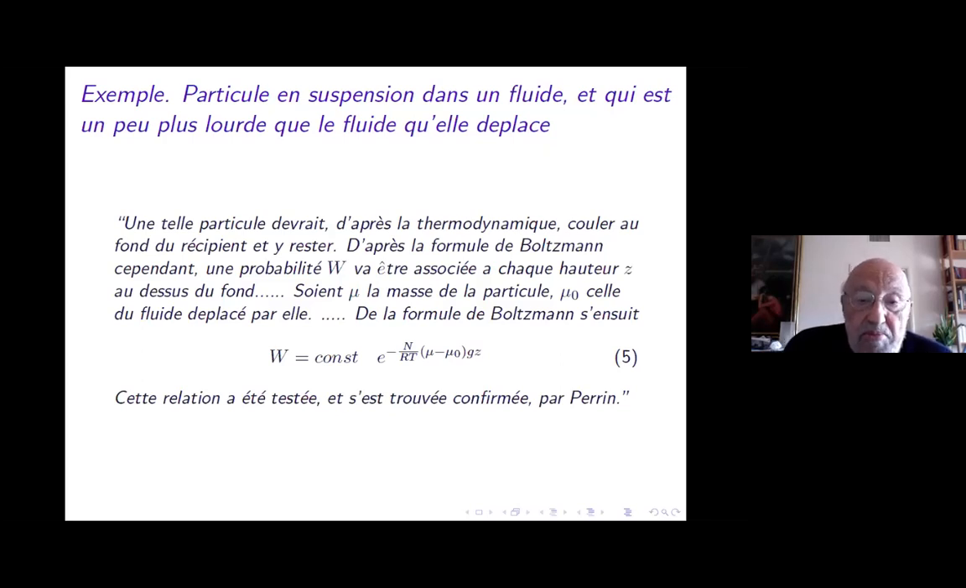the probability that you have a fluctuation of the mass of a particle from the equilibrium, where mu is essentially the mass of the particle, and mu zero is the mass of a small volume of fluid, the displaced fluid. So this mu minus mu zero is positive. And this has been experimentally verified by Perrin.